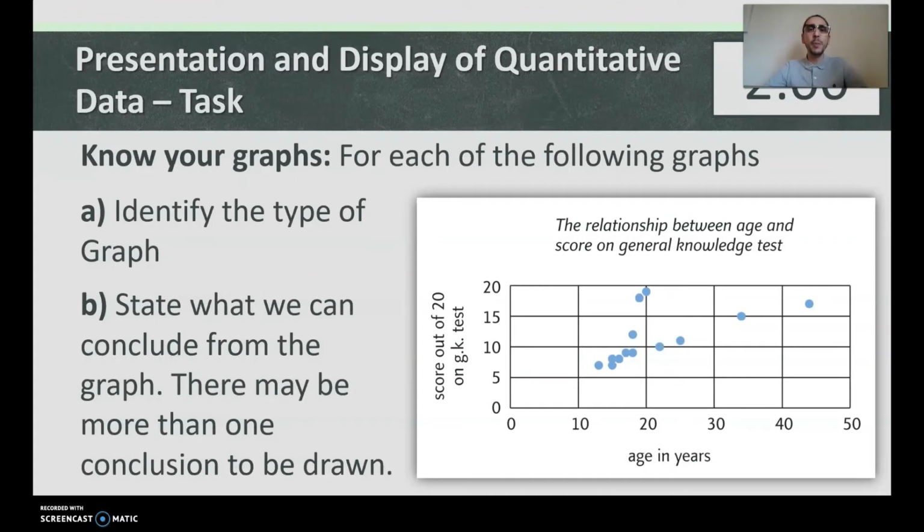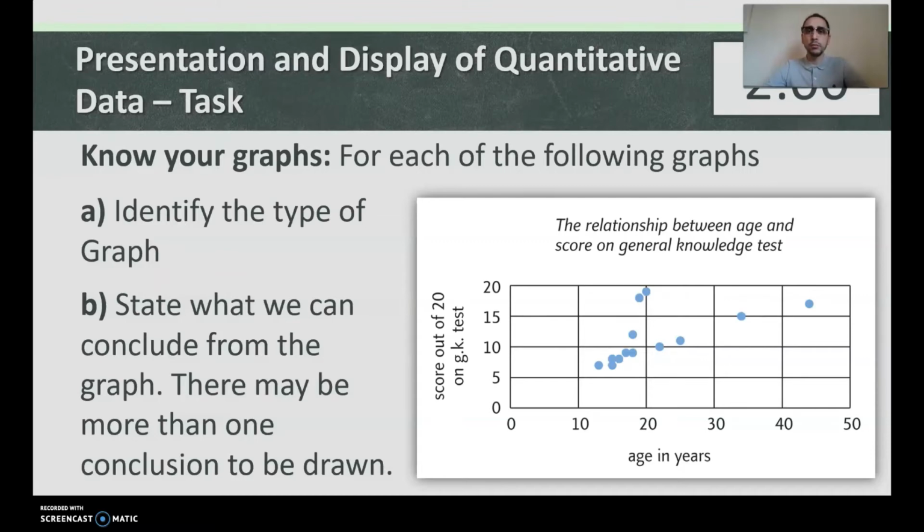I'm going to give you 2 minutes. Know your graphs. For each of the following graphs, A, identify the type of graph, and B, state what we can conclude from the graph. There may be more than one conclusion to be drawn. So, let's start with this one. Number 1, A, identify the type of graph.